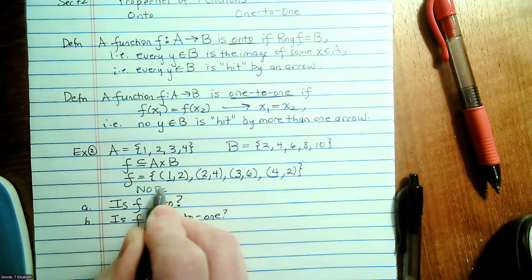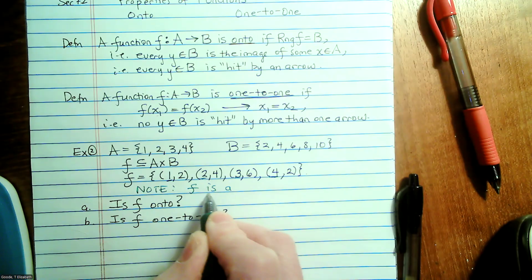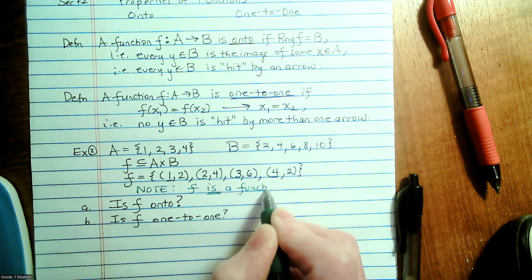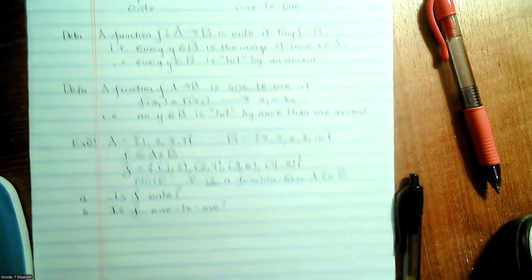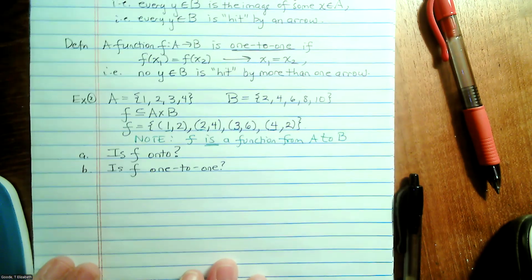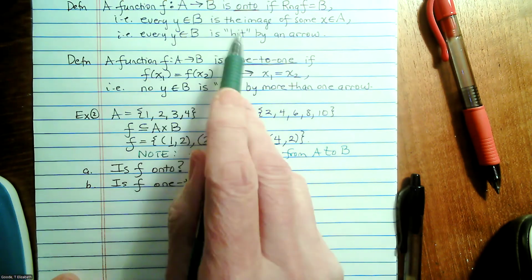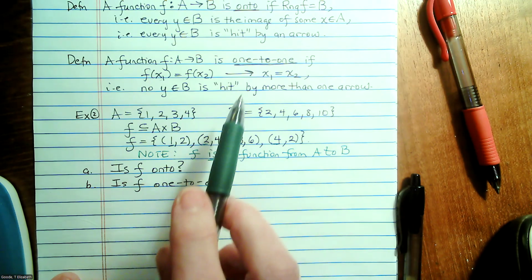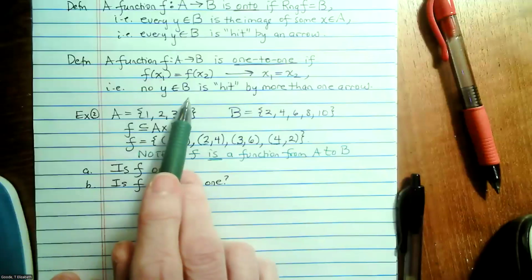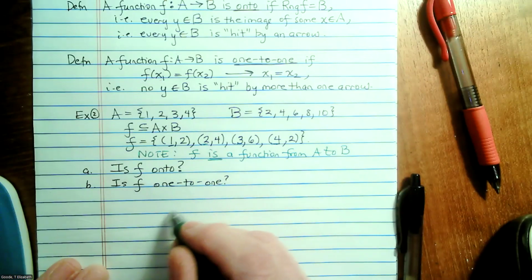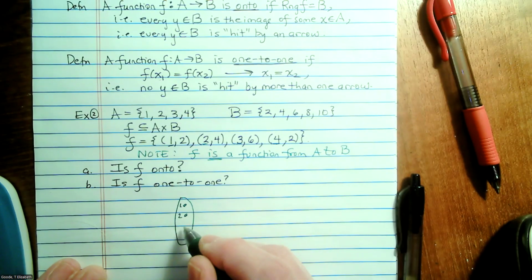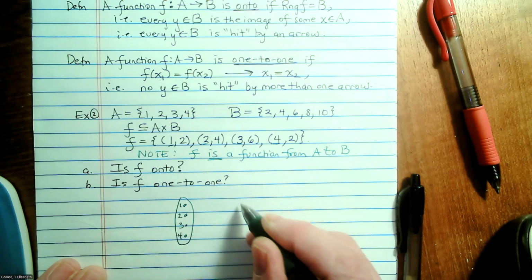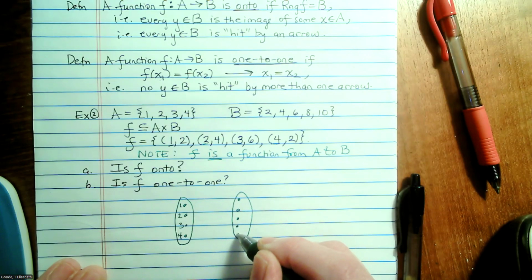So note, F is a function from A to B. But we want to see if it's an onto function. We want to see if every y in B is hit by an arrow. And we want to see if it's one-to-one. We want to check that no y is hit by more than one arrow. So if we draw the arrow diagram for this function f, it makes it easier to see whether it's one-to-one and or onto. So let's take a look.